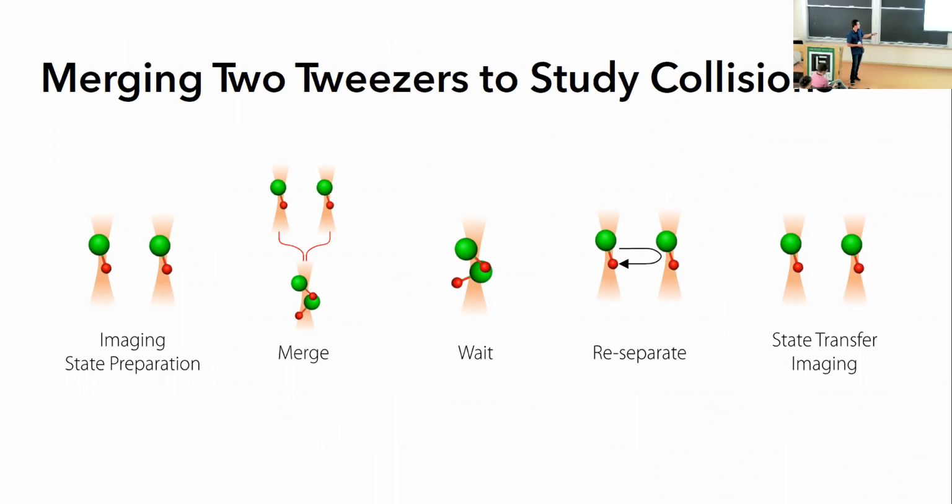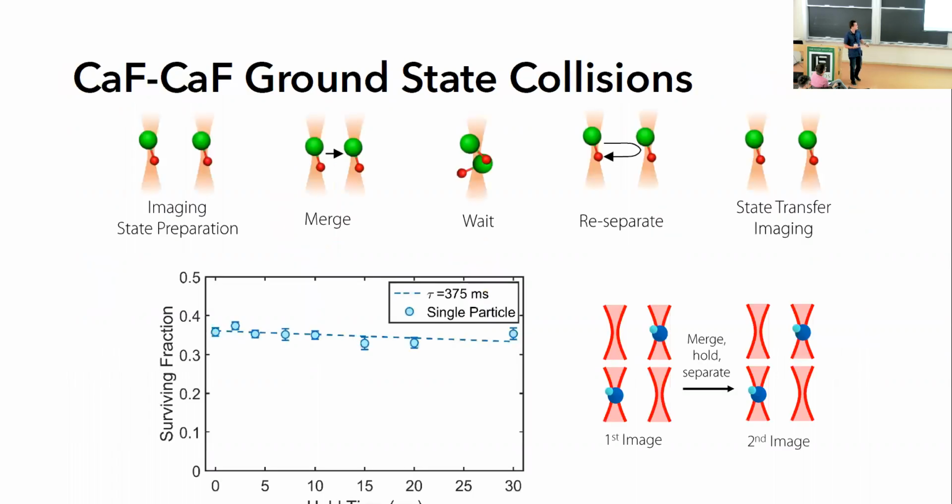We can simply load two tweezers, each with a single molecule, and then we can merge the two tweezers together. We wait for a variable amount of time for the collision to take place, and then we can re-separate them and re-image the final products of these collisions. And what we see is that when we do this experiment, but we post-select on experimental cycles where only one of these two tweezers is loaded, we see essentially no loss, because there's no other collisional partner for the molecule to collide and react inelastically with.